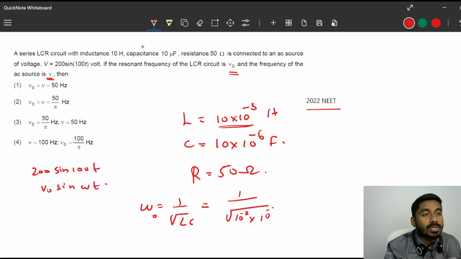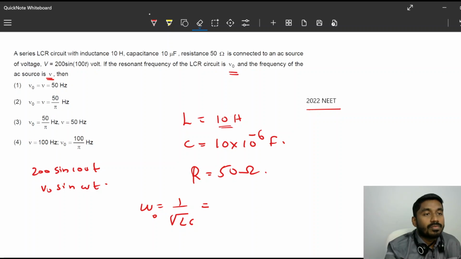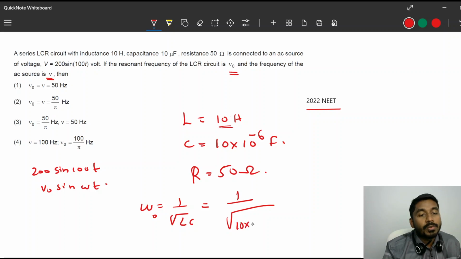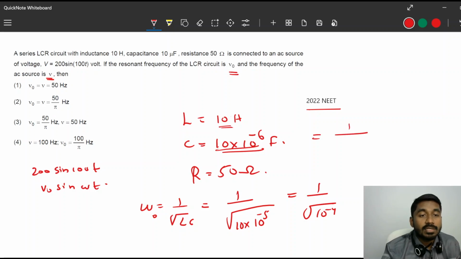10 Henry. I'm sorry, a mistake I have made here. This is 10 Henry, it is given. It's not millihenry, it is Henry itself. So we'll get it like this: 1 by root of 10 into 10 raised to minus 5, because capacitance is 10 raised to minus 5. We will get 1 by root of 10 raised to minus 4. What is the square root of 10 raised to minus 4? 10 raised to minus 2. You will get it as 100.